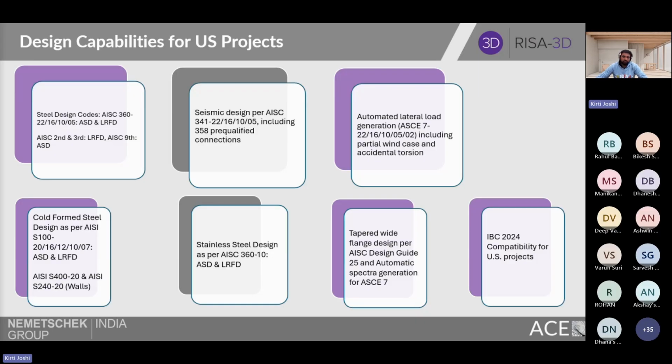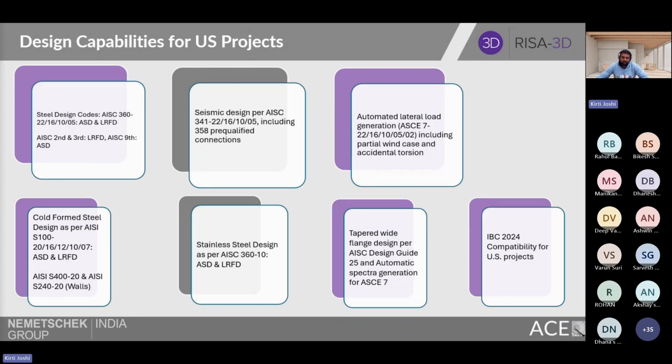So as you might be familiar if you are working with US projects, as of last year February, I think the UFC has officially adopted IBC 2024 for both the buildings and the structural code. That means most of the US government or funded projects now require IBC 2024 compliance.